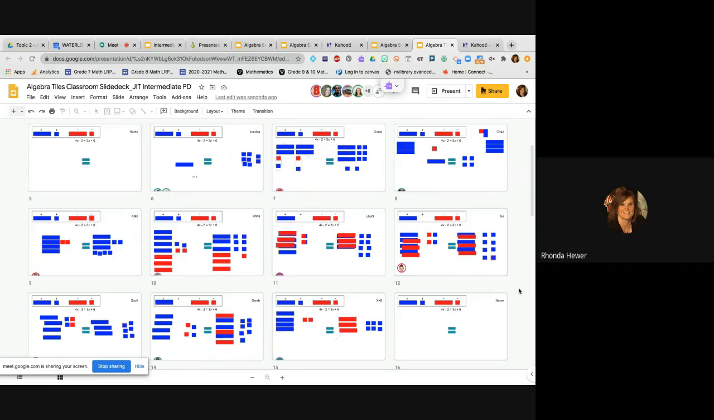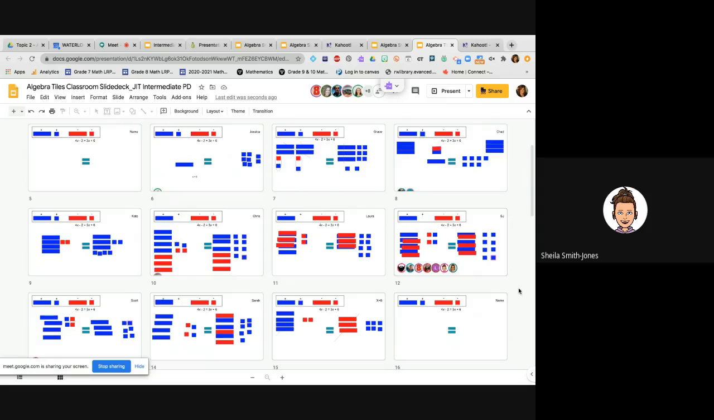Okay, if everybody can come over to SJ on number 12 here. SJ's done a great job of leaving the tiles on so we can see where the thinking was. So SJ, do you want to maybe just quickly explain to us where your thinking was there? Because it looks like you've managed to solve for X.